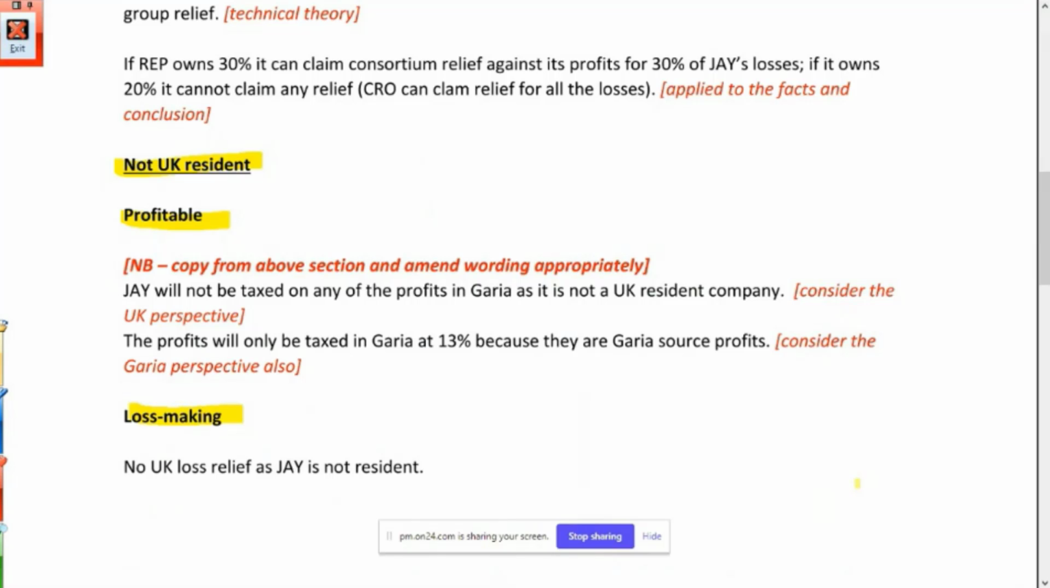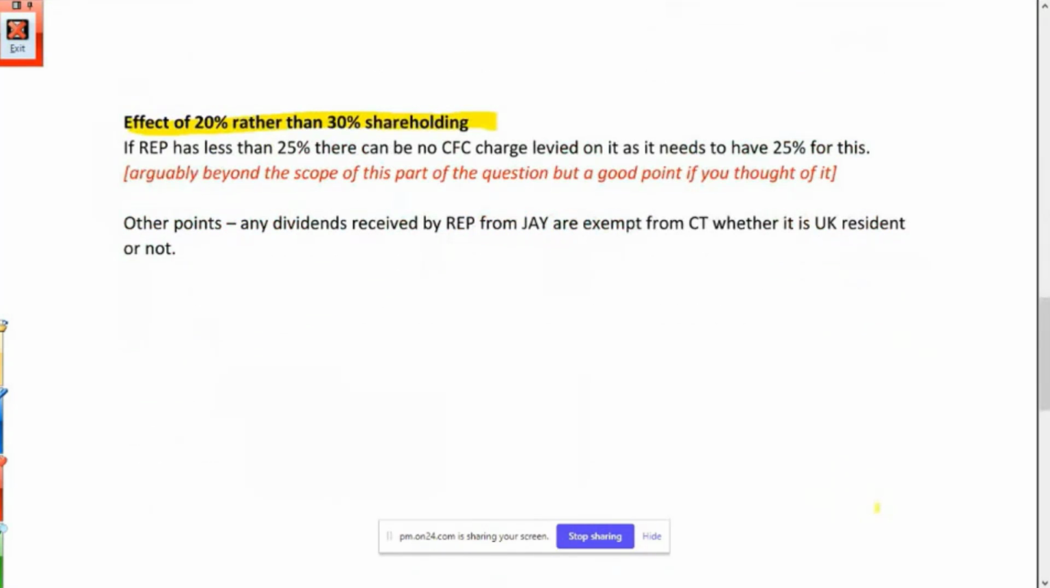What about in Garia? Well, Garia will tax it at 13% because they're Garia source profits. Again, consider the Garia perspective. Consider both UK and Garia if you can. What about loss making? There's no loss relief. For a non-UK resident company, the shareholding companies can't get loss relief. It's a non-resident company. You can only get consortium relief or group relief in respect of shareholdings in UK resident companies. And then over the page, effective 20% shareholding rather than 30%.